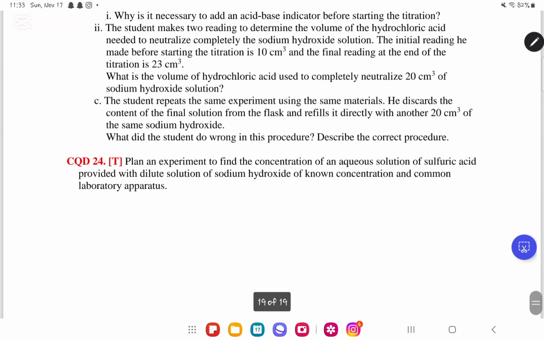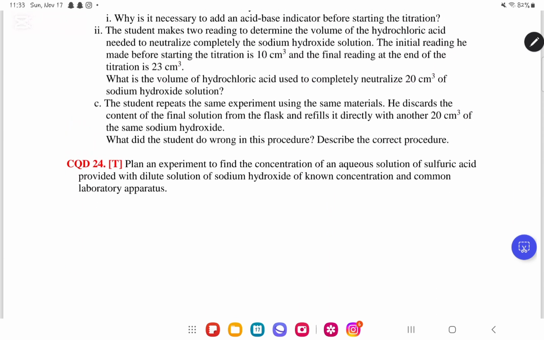Now we move on to part C. The student repeats the experiment using the same materials. He discards the content of the final solution from the flask and he refills it directly. There's a mistake he did. He did not rinse it first. He should rinse it with distilled water so that he can repeat the experiment again. So what did the student do wrong? He did not clean the flask. He did not rinse it. Describe the procedure. He should rinse it with distilled water.